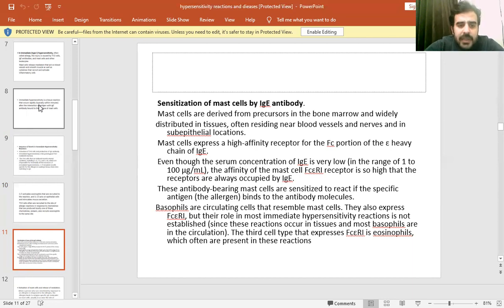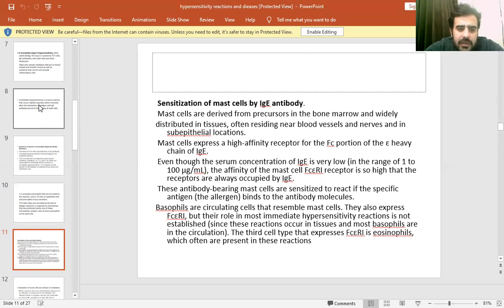These antibody-bearing mast cells are sensitized to react if the specific antigen, the allergen which was exposed before, binds to the antibody molecule again. This will cause the activation of the mast cells.